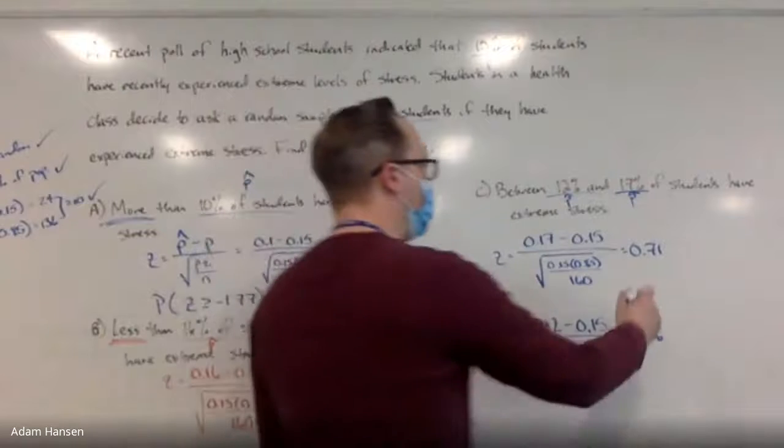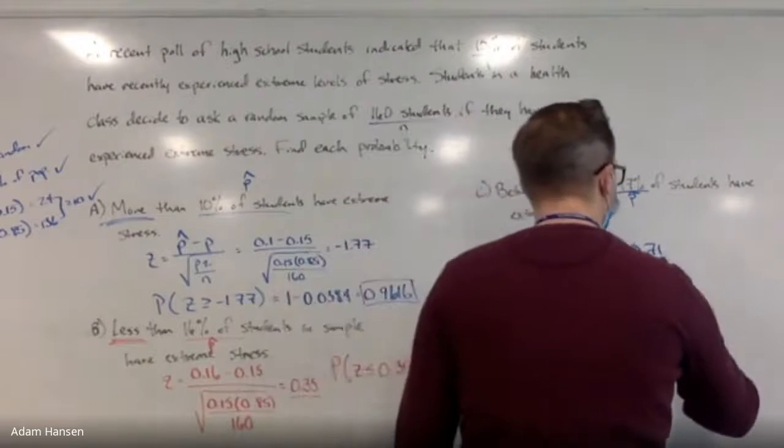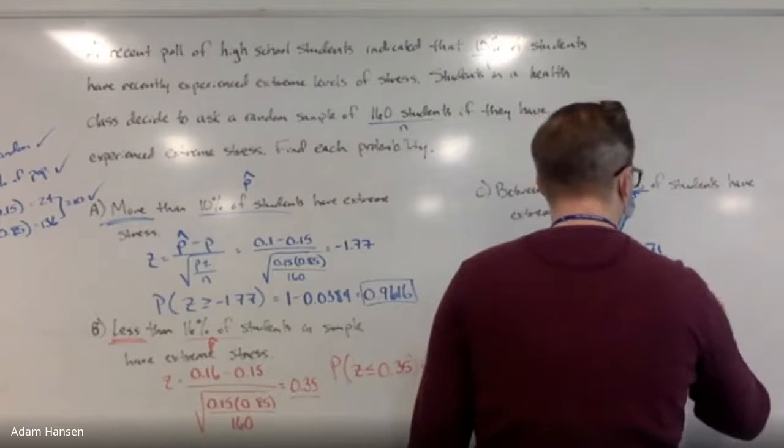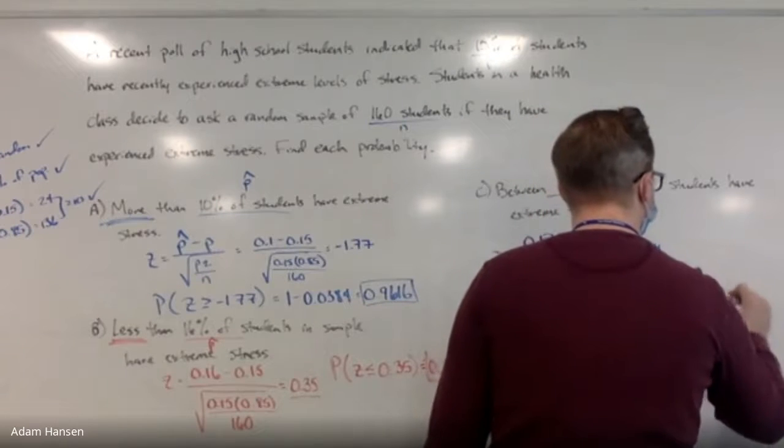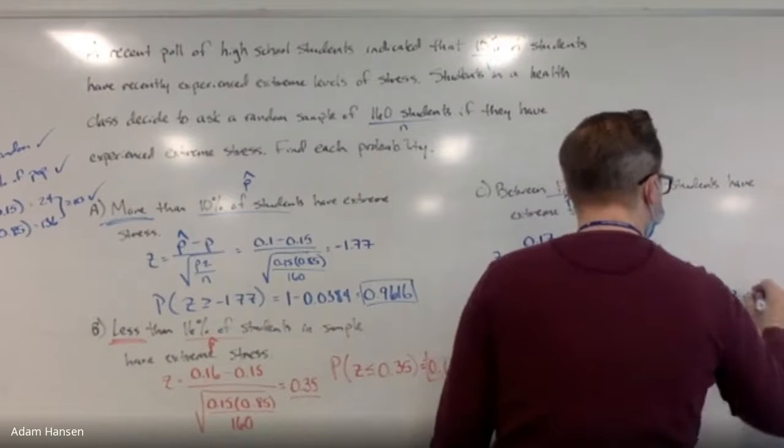So let's go to our z-table and look up those two proportions. The probability of a z-score between negative 1.06 and 0.71.